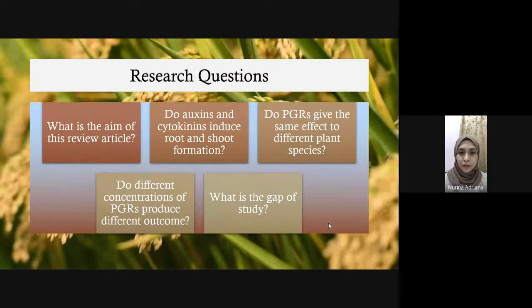There are 5 research questions for this review, which are: what is the aim of this review article? Do auxins and cytokinins induce root and shoot formation? Do plant growth regulators give the same effect to different plant species? Do different concentrations of plant growth regulators produce different outcomes? And lastly, what is the gap of the study?